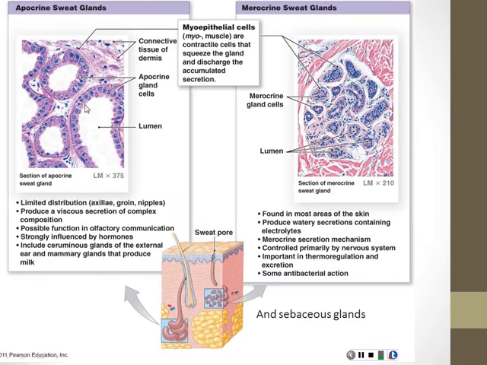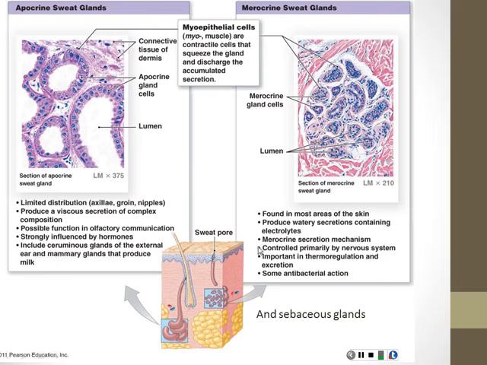These are the ones that are responsible for body odor. Merocrine sweat glands don't produce anything that bacteria can use for nutrients. The apocrine sweat glands do. So the bacteria take the secretion, and in their metabolism, they end up releasing gases that have a smell. So body odor is associated with the apocrine sweat glands, not the merocrine sweat glands.